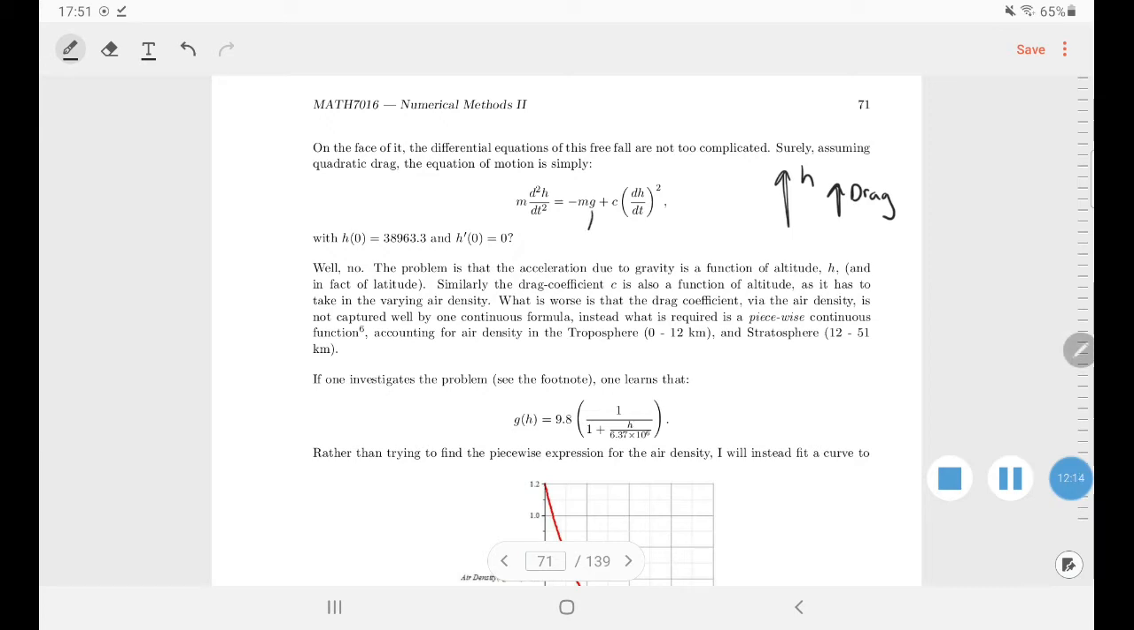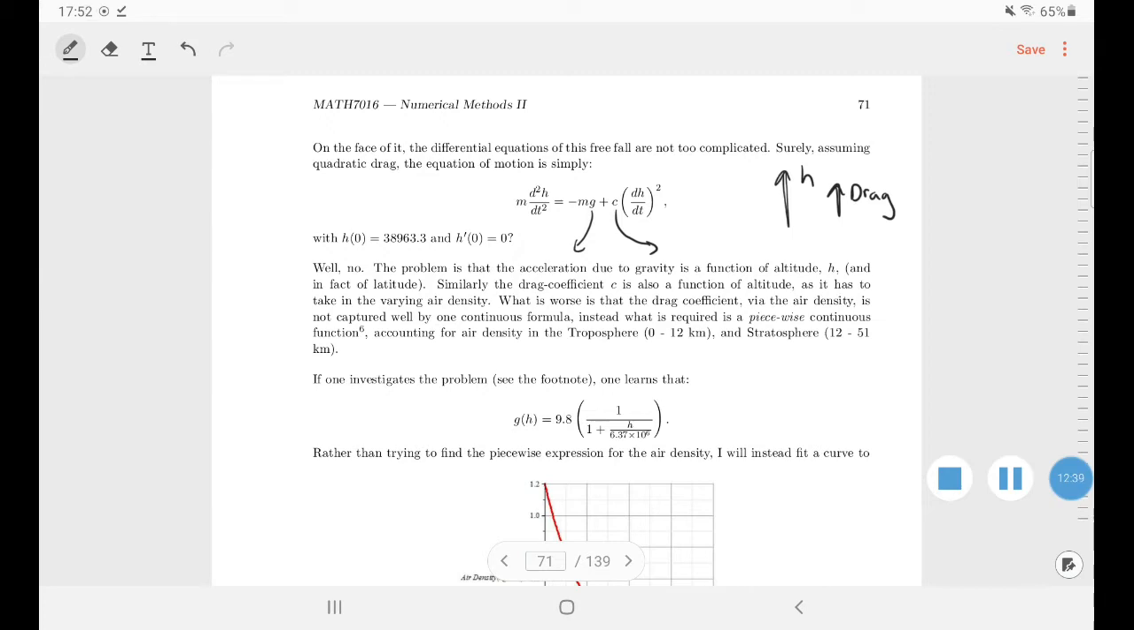G is actually not a constant, and C is not a constant. G does vary: the further you go above Earth, the acceleration due to gravity decreases. Be careful with that, it changes anyway in any case. And C is also a function of altitude because it has to take into account varying air density.